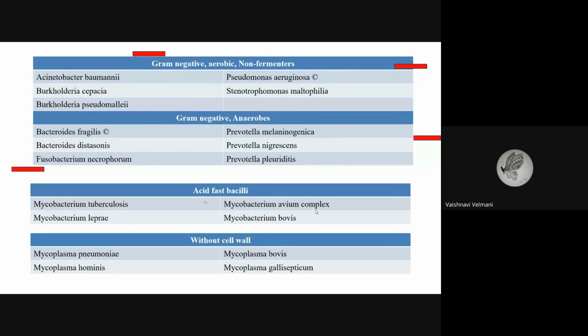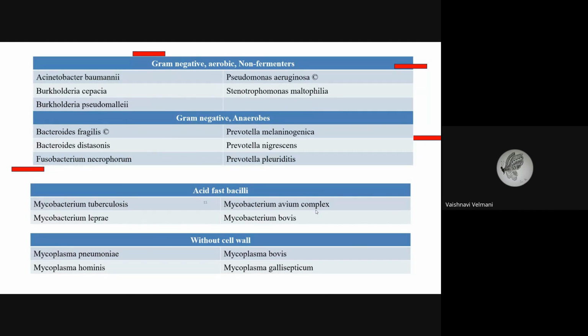Then the anaerobes. Mostly we will see the physician giving empirical therapy as metronidazole. When we ask them why, they say it is for gram-negative anaerobic coverage. So we will see what the actual gram-negative anaerobic organisms are. There are Bacteroides species and Prevotella species. These are the species for which metronidazole is actually used.